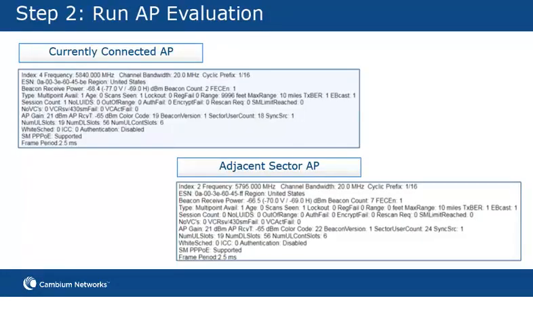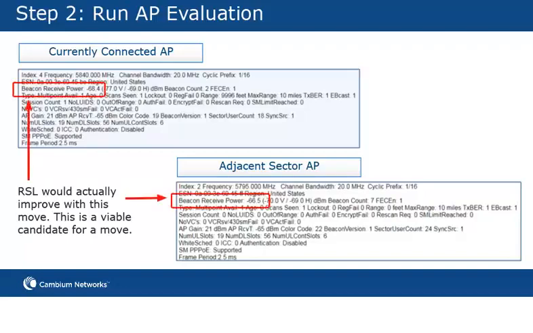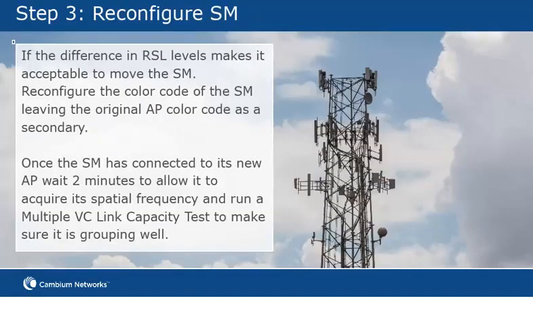For each candidate SM, log into the GUI and browse to Tools and then select AP Evaluation. Make sure that the adjacent sector frequencies are in the scan list of the SM and click Rescan APs. If the adjacent sector is a viable alternative, then it will show up in the list with the RSL similar to the currently connected AP. If the difference in RSL levels makes it acceptable to move the SM, reconfigure the color code of the SM, leaving the original AP color code as a secondary.